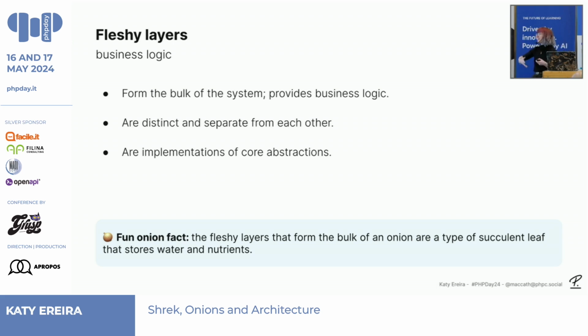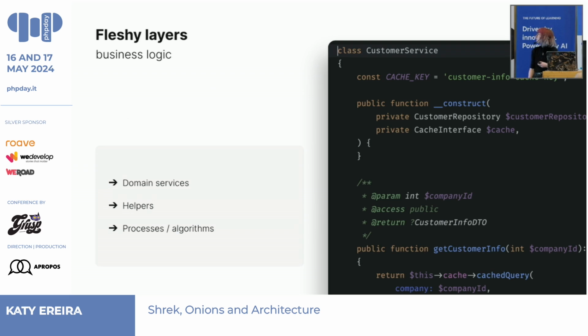In terms of our architecture, the bulk of our system would be implementations of our domain model abstractions. So this is the business logic, the algorithms. Things like services and helpers and processes. Basically, most of our code would be in these layers.